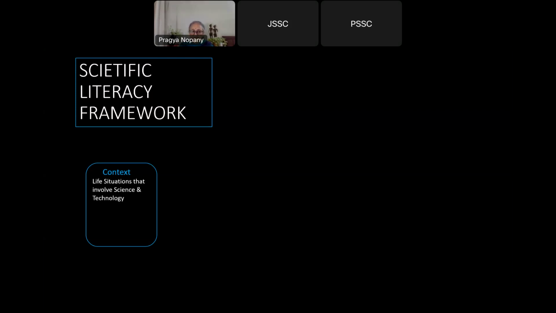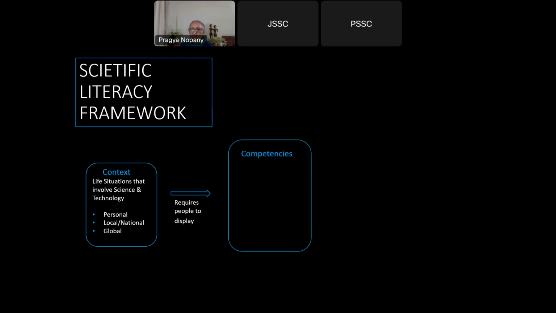One would be the situations which involve science and technology, and they can be personal, they can be local or national, or they can be global also. Now, understanding these contexts requires people to display some competencies. And what are those competencies in particular relation to science? This can be that they might need to explain a phenomena scientifically. They might need to interpret data and evidence scientifically. Nowadays, you might have seen in newspapers also, there are a lot of graphs, a lot of infographics, and we have to interpret, make sense out of that.